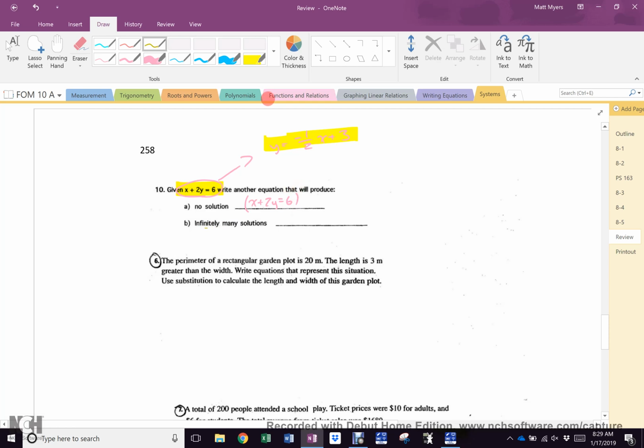Oh, I lied. I just screwed that up. Everything I just said is for B. Sorry. That's B. With the M down there. No solution. The only thing that changes is this. The 6 or the 3. So if you had x plus 2y equaled anything but 6, or y equals negative 1/2 x plus q, and q doesn't equal 6 for this one, and q doesn't equal 3 for this one.